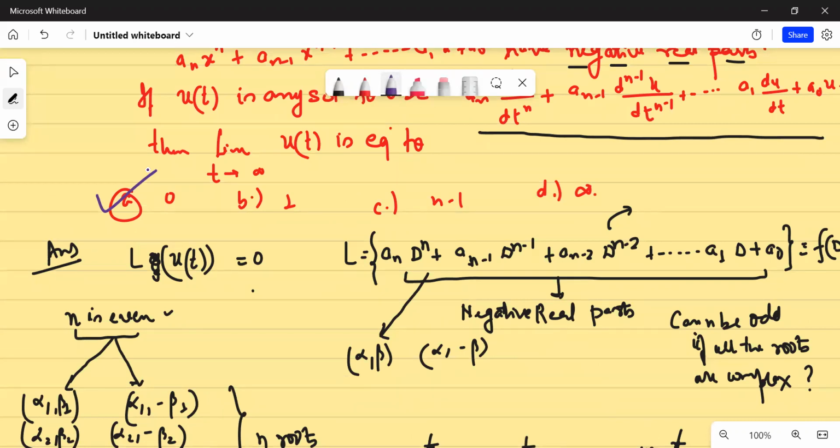Is that clear or not clear? Where did everyone go? Clear, sir. Okay, let's move ahead.